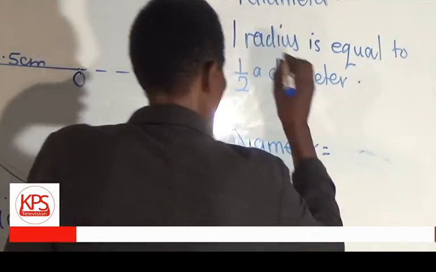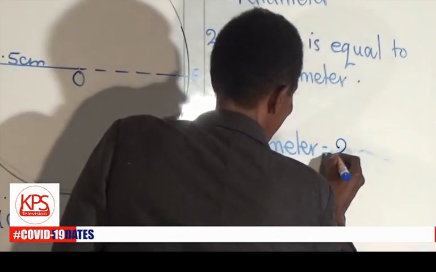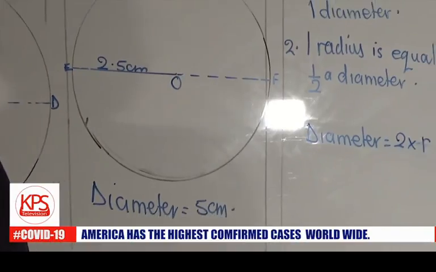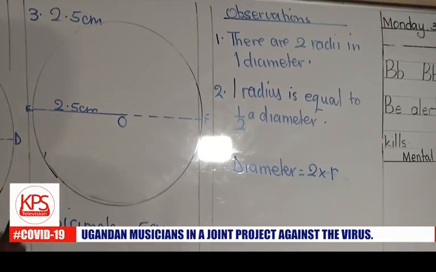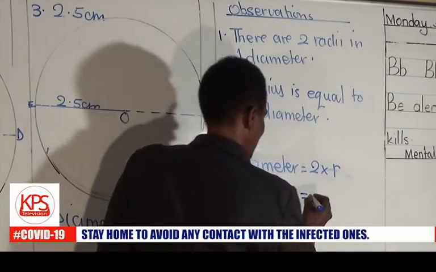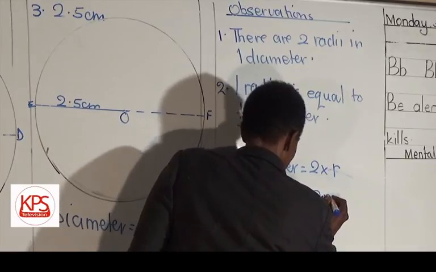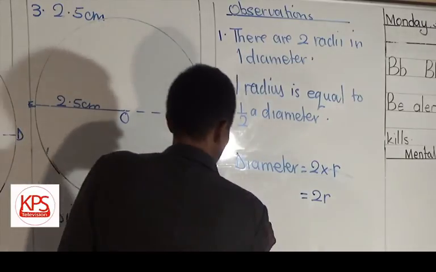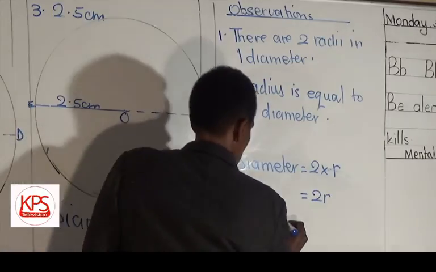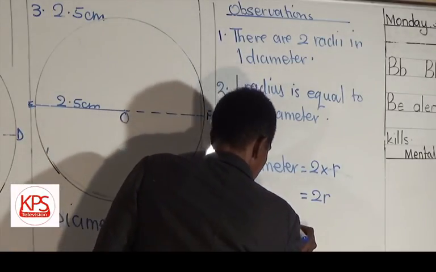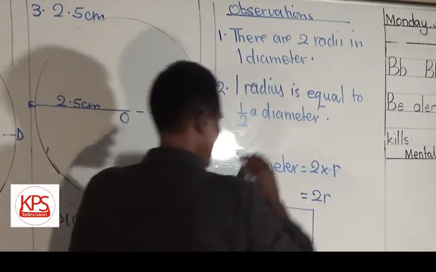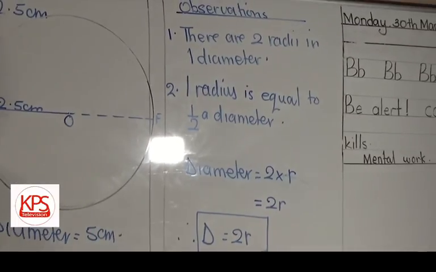Diameter equals 2 times the radius. I can use a smaller letter. We can simplify 2 times r. What do we get? We get 2r. Therefore, diameter equals 2r. This is something I want you to highlight. You can get your color and color that part.